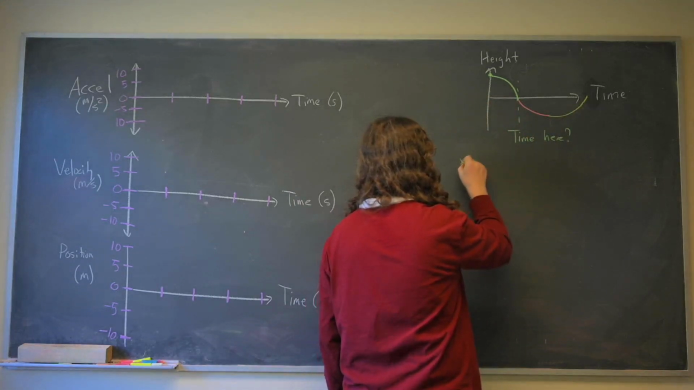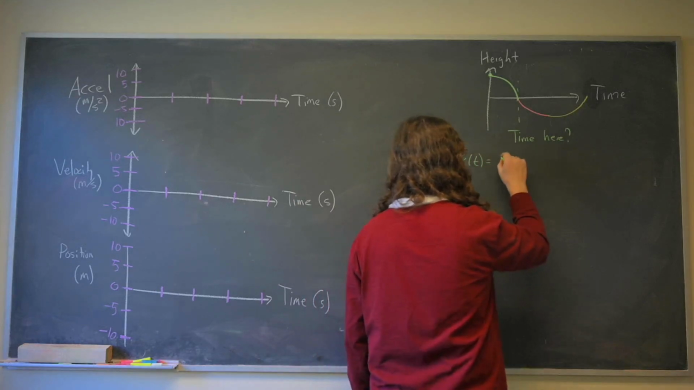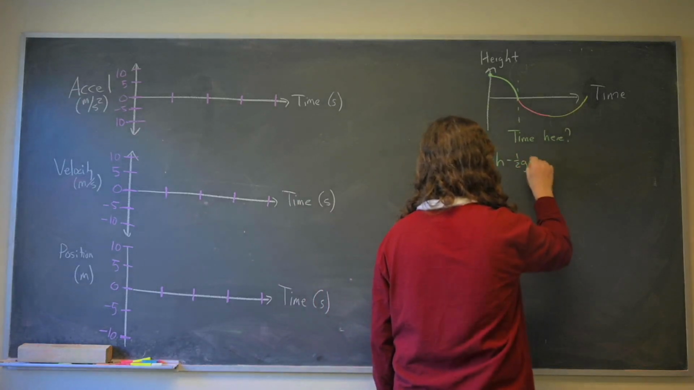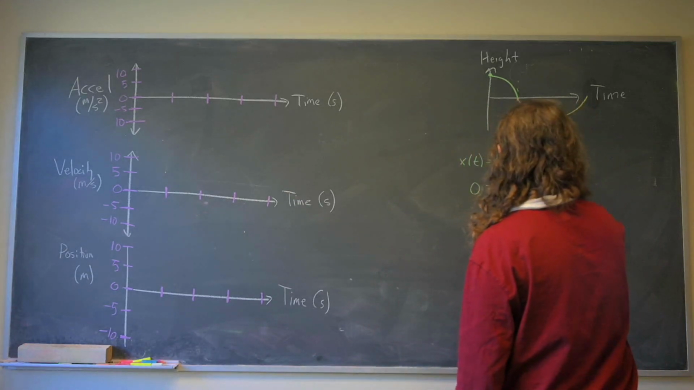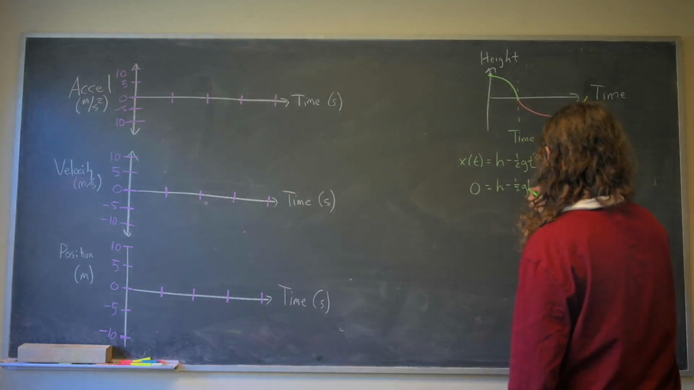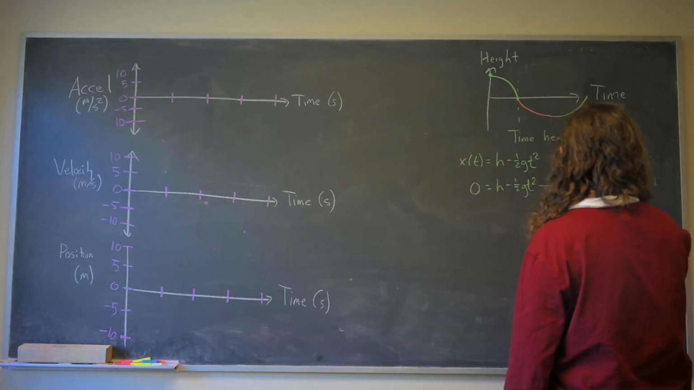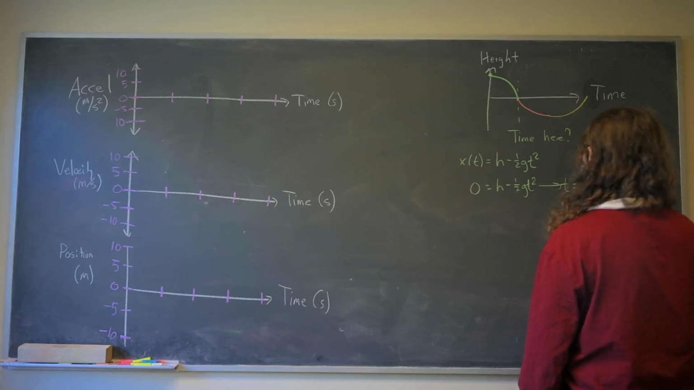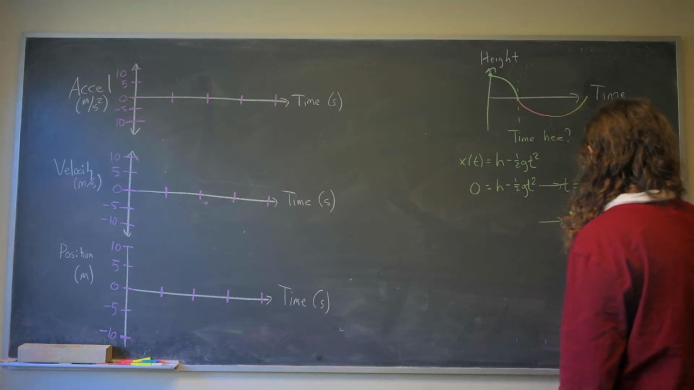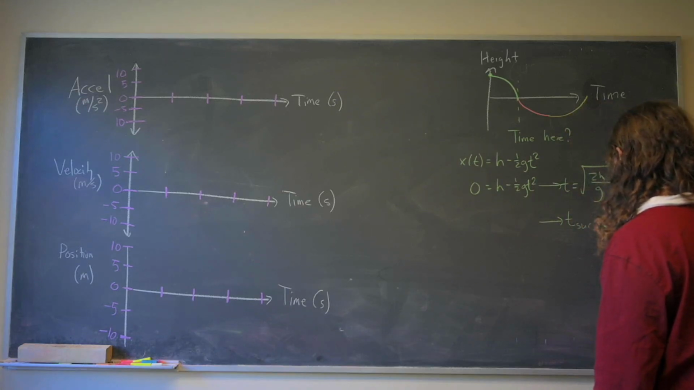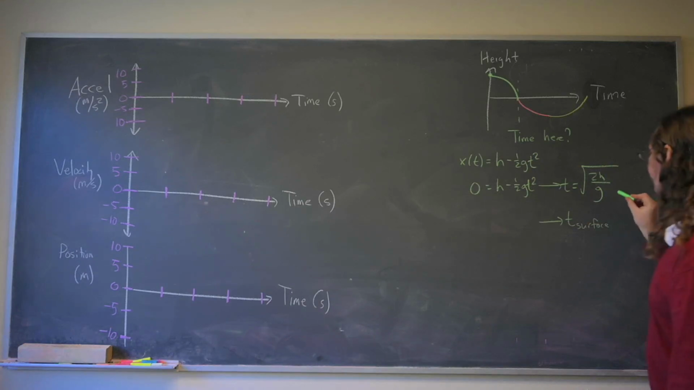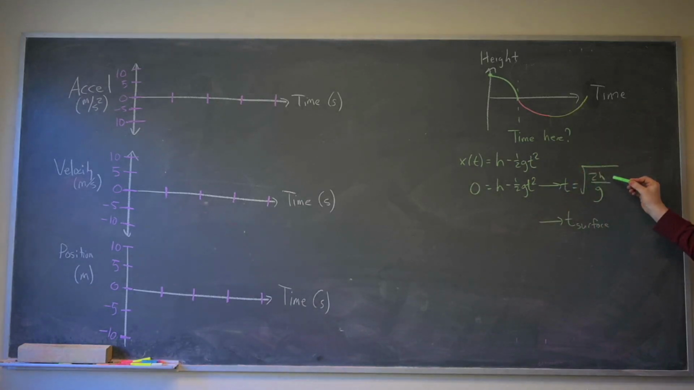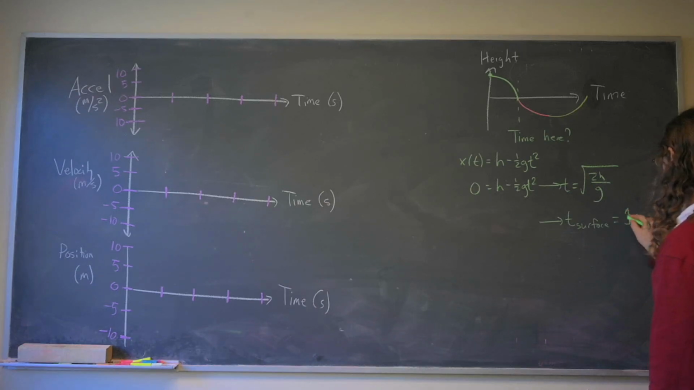So we know that x of t is h minus 1/2 g t squared. If I set this to 0, this tells me that t is the square root of 2h over g, which tells me the time it hits the surface. Well, this is kind of convenient because height is 5 meters. So 2 times 5 meters is 10 meters divided by 10 meters per second squared is 1 second.